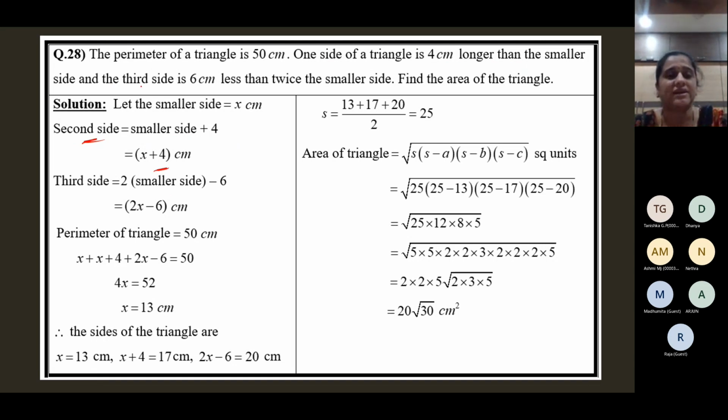And the third side is equal to 6 centimeters less, minus 6, than twice the smaller side, 2 into the smaller side. So what's the smaller side? X. So 2x minus 6. I'll do it here again for you.